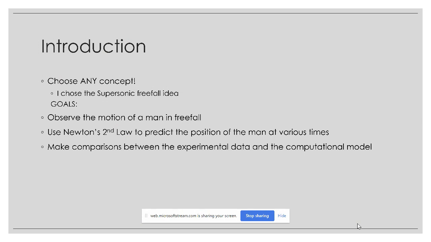So to introduce you to this lab, we can choose any concept, and I chose the supersonic freefall idea. Some goals that I had for myself were to observe the motion of a man in freefall. I wanted to use Newton's second law to predict the position of the man at various times, and I wanted to make comparisons between the experimental data and the computational model that I developed using GlowScript.